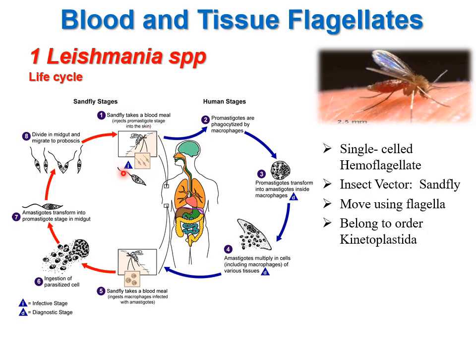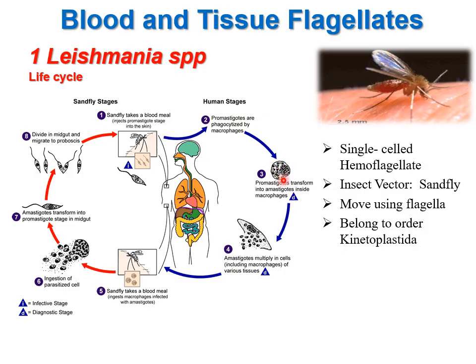So that life cycle starts when a sand fly takes a blood meal. It will deposit in our blood flagellated stages that we call promastigotes. These promastigotes are phagocytosed by macrophages, and according to species, these macrophages will develop into appropriate tissue.